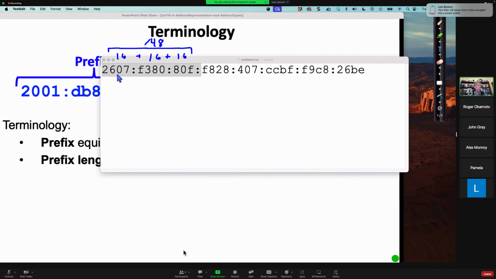Anything beginning with these 48 bits, with this group of hexadecimal digits, is Cabrillo College. So any IPv6 packets coming in right now for Cabrillo begin with this. Once it gets to Cabrillo, we have subnetted, adding another 16 bits. We'll talk about this.